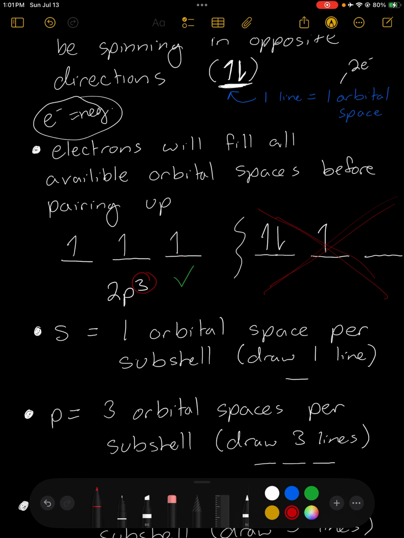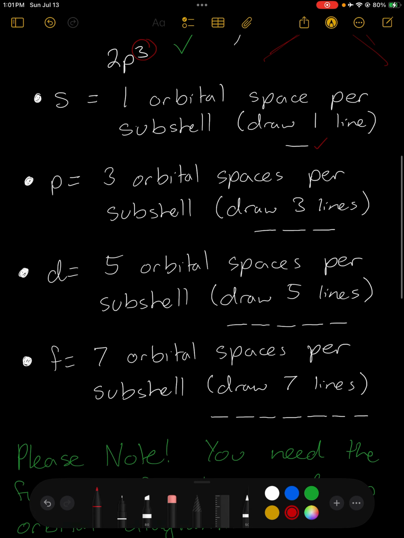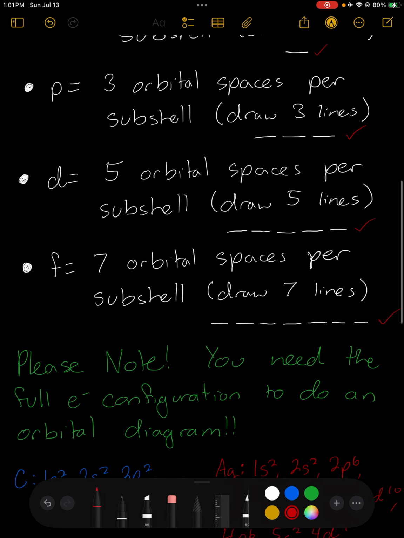When you're drawing out an orbital diagram, depending on the piece of the electron configuration that you're doing, you're going to draw a different amount of lines, because every type of orbital space has its own unique number of orbital spaces per shell. S orbital spaces, there's going to be one of those per electron subshell, and that means you're going to draw one line like you're seeing right here. P orbital spaces, there's going to be 3 of them per subshell, so you're going to draw 3 lines. D, you're going to draw 5 lines, and for an F, you're going to draw 7 lines.